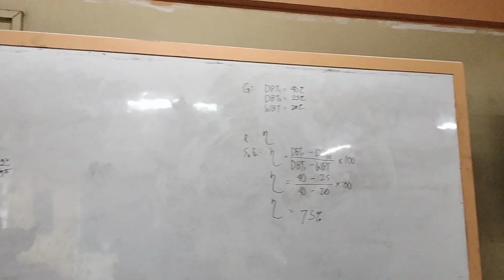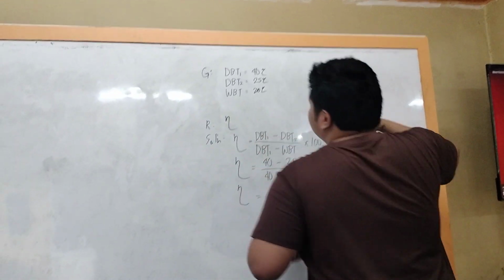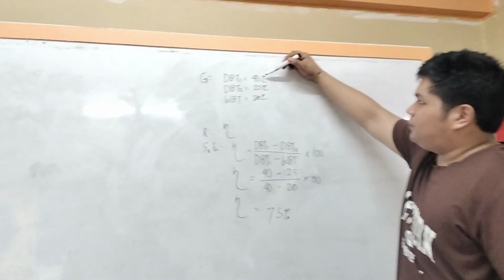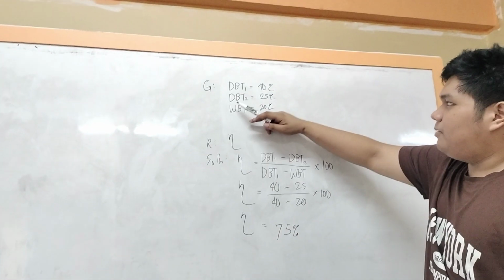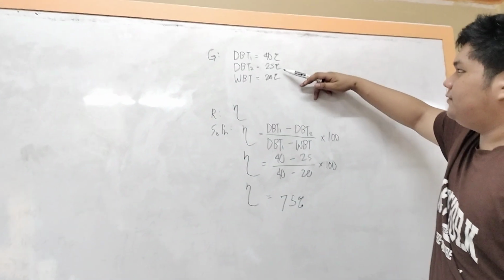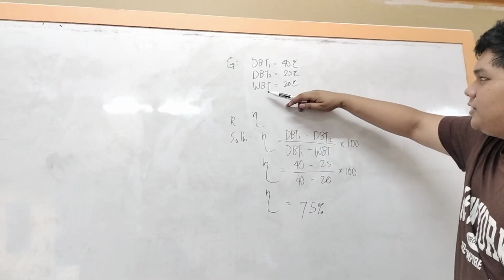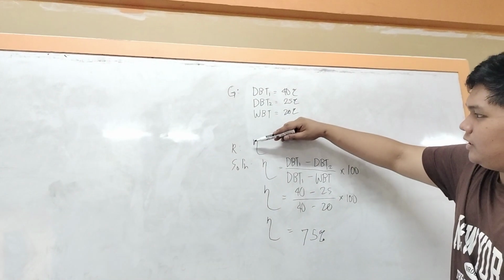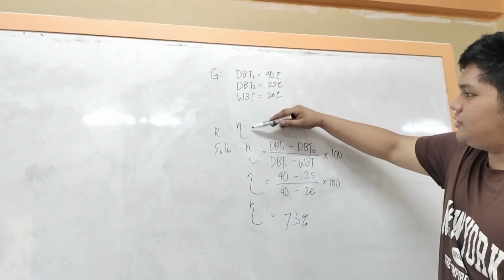So we have the second problem. The given is that dry bulb temperature 1 is equal to 40 degrees C. Dry bulb temperature 2 is equal to 25 degrees C. And wet bulb temperature is equal to 20 degrees C. So the required is humidifying efficiency.